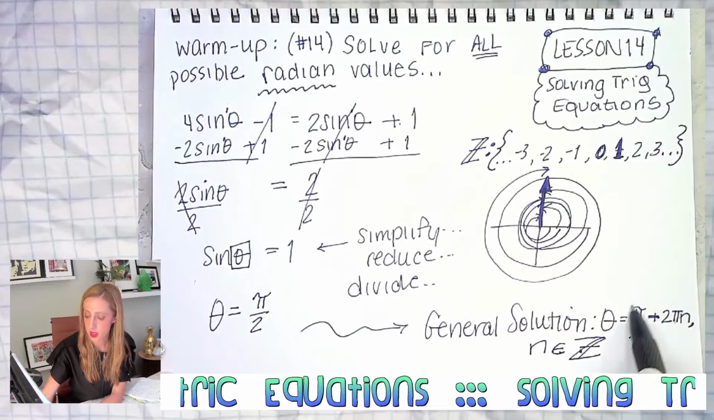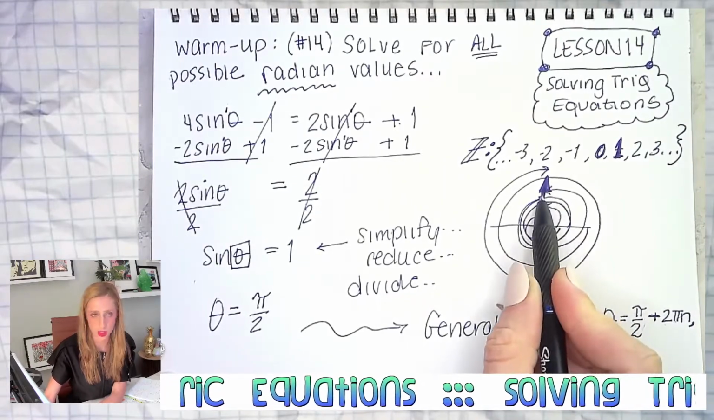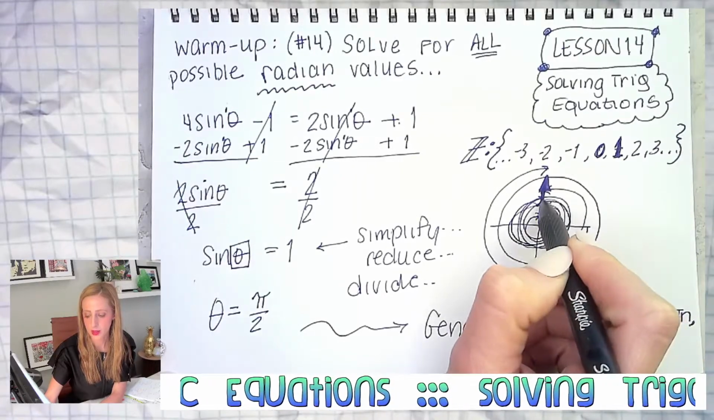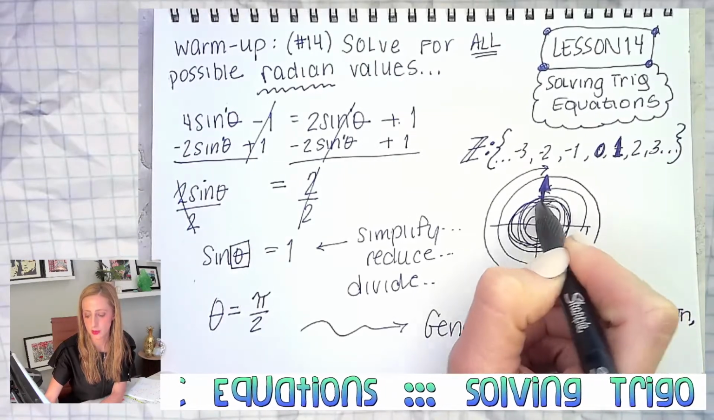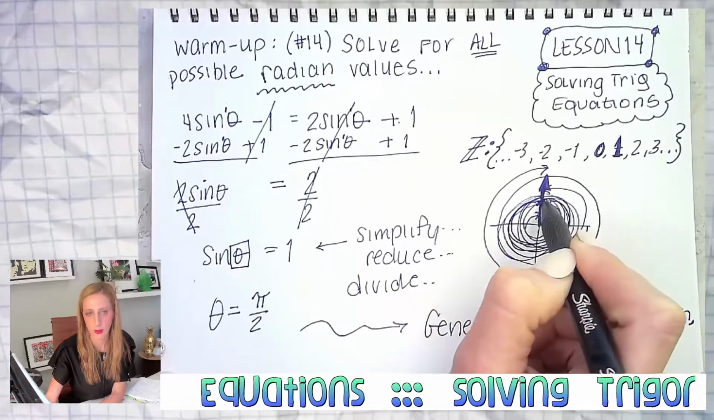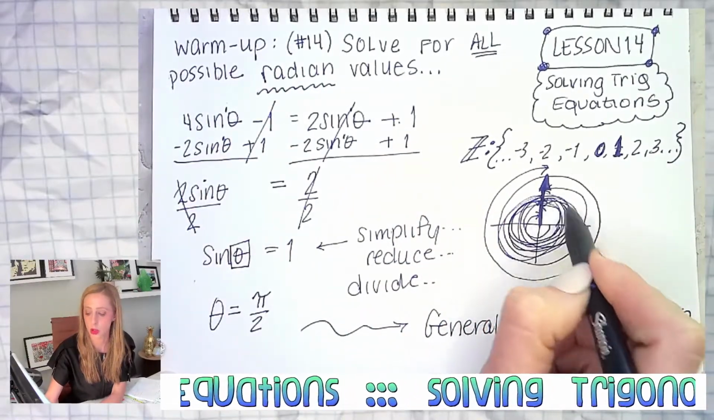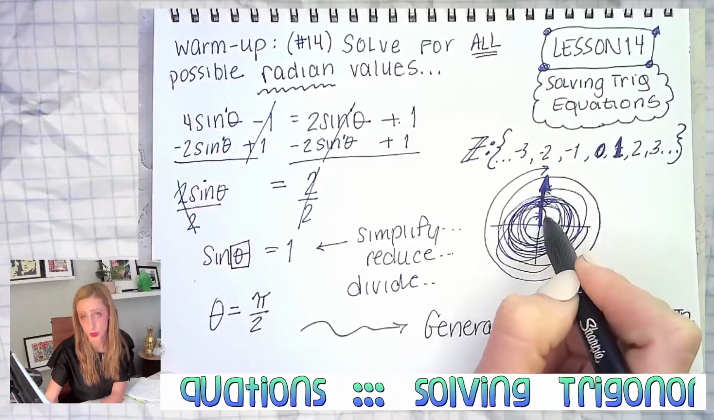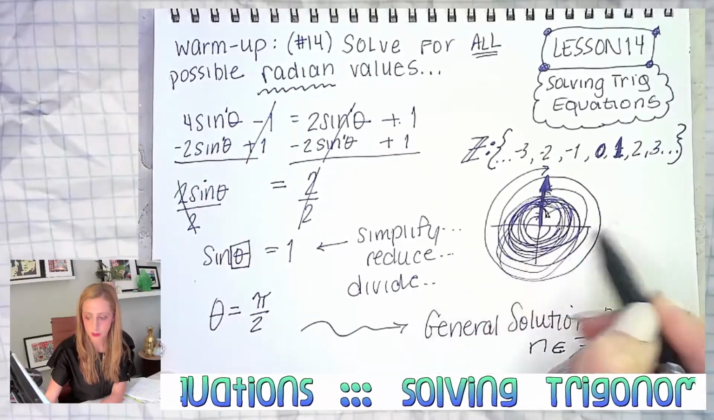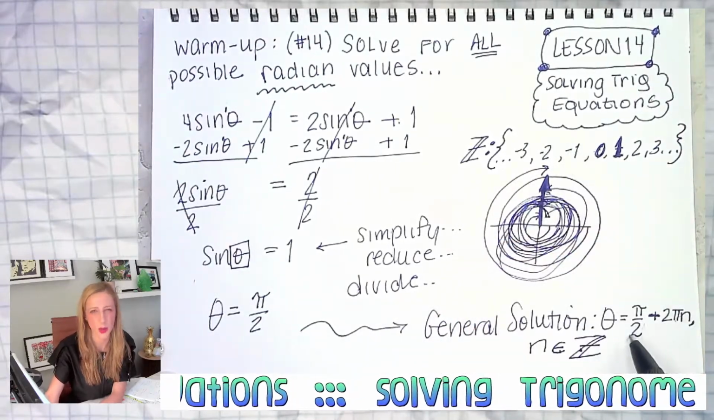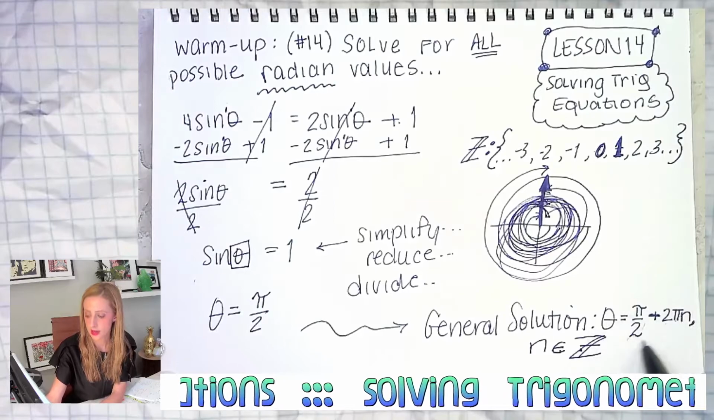So that's just saying that we can start at pi over 2. That's where we start. And you could add 2 pi once, or twice, or 3 times, or 4, or 5, forever. Or we could start at pi over 2 and subtract 2 pi once, or twice, or 3 times. Or 0 times, and then we would just get pi over 2. So that just gets us all of our answers.